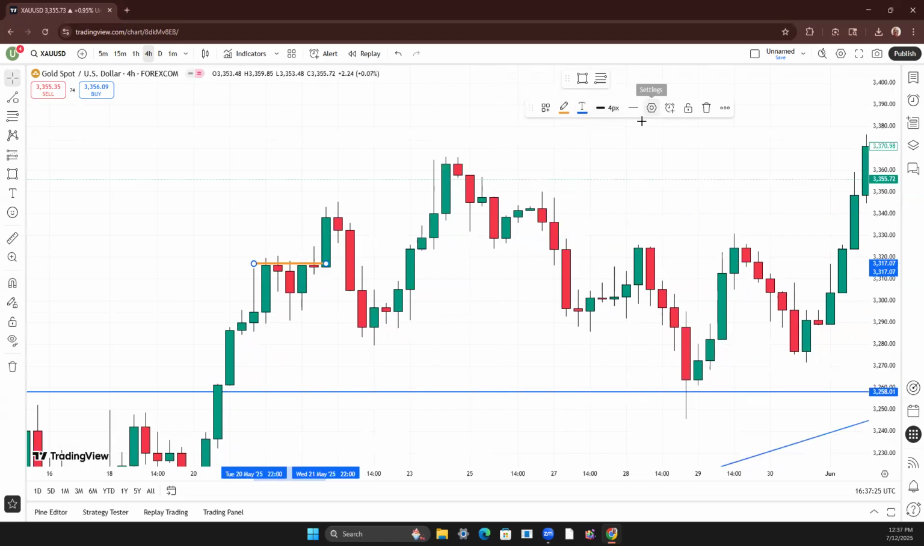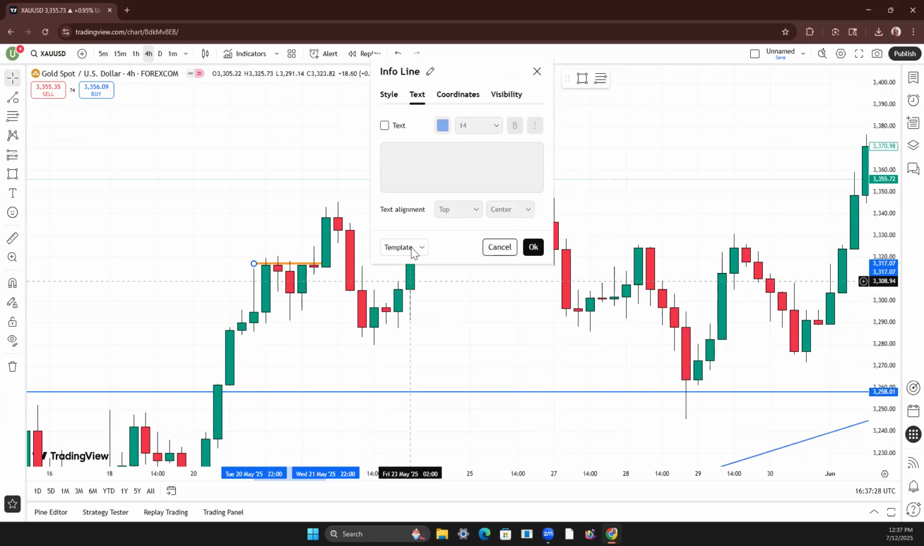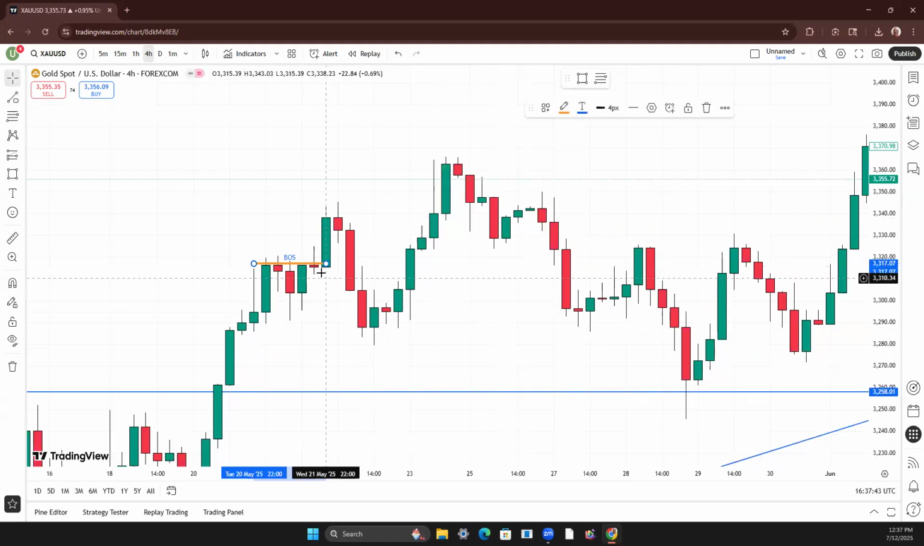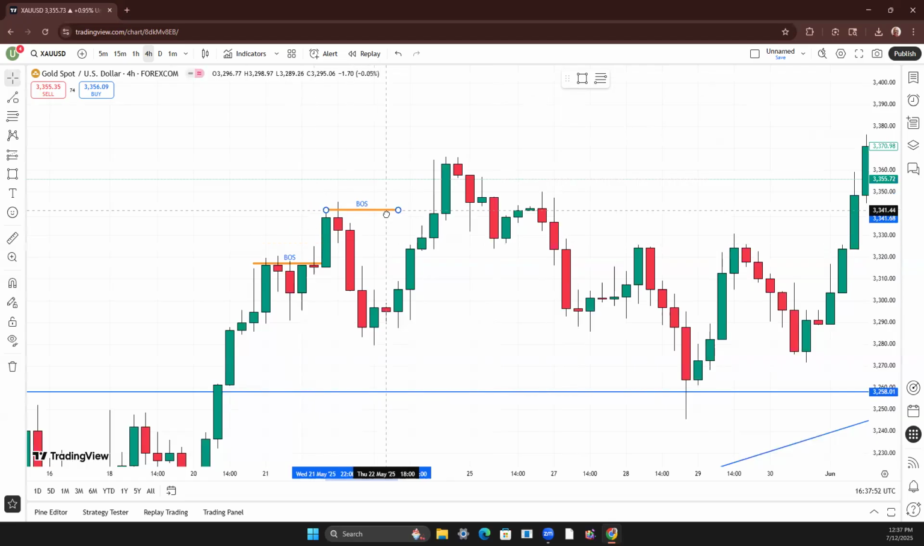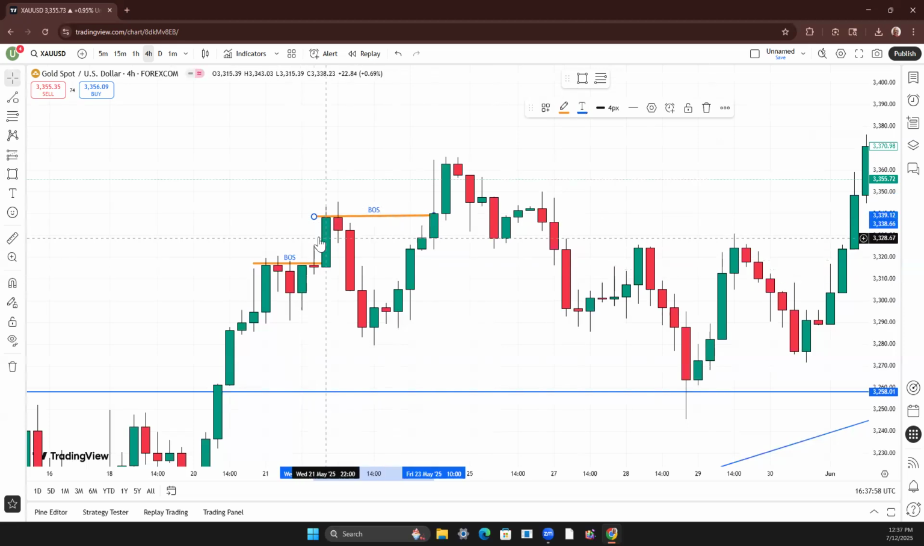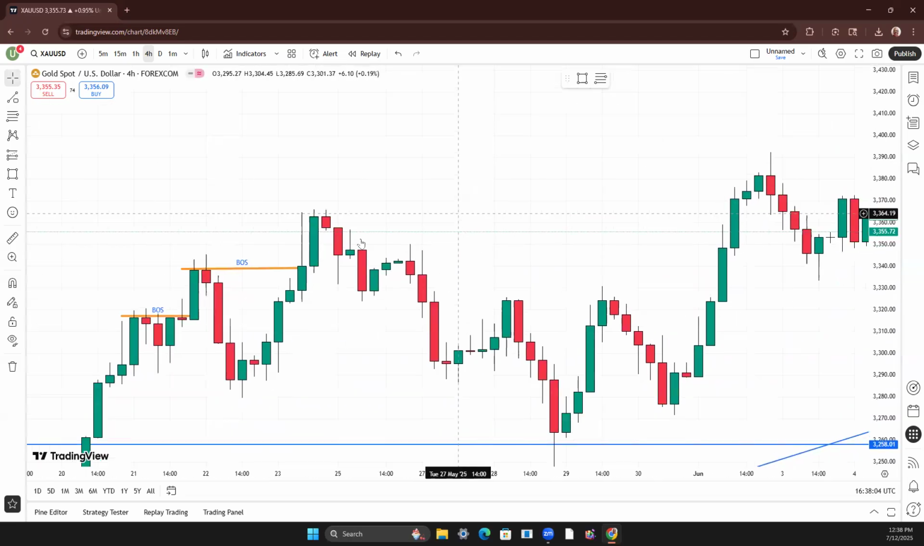So text, I already have saved the text. Structure. Okay. And whenever you see a higher high, just clone it and say, okay, this is another break of structure. Okay, because this particular candle broke this particular structure. So break of structure. So whenever you have breaks of structure, you want to mark it out.